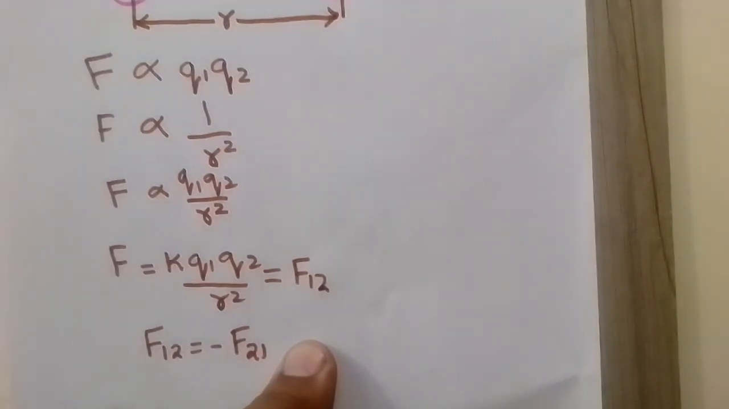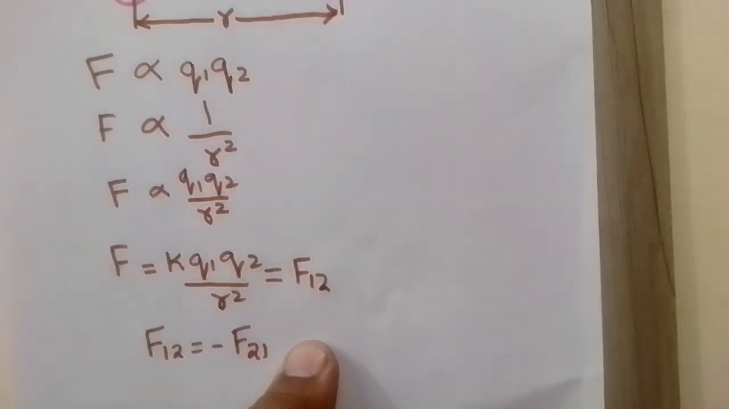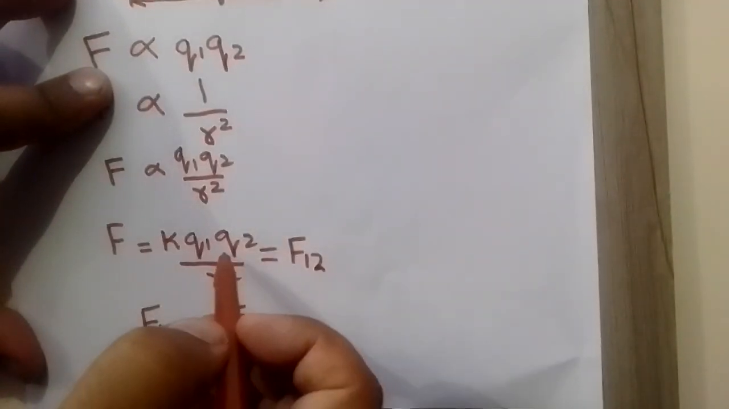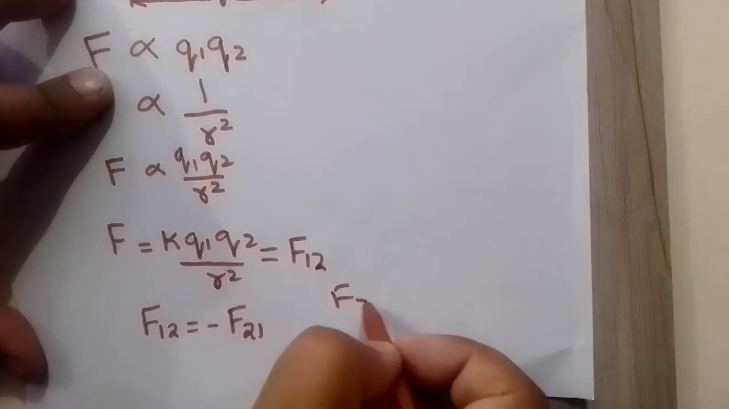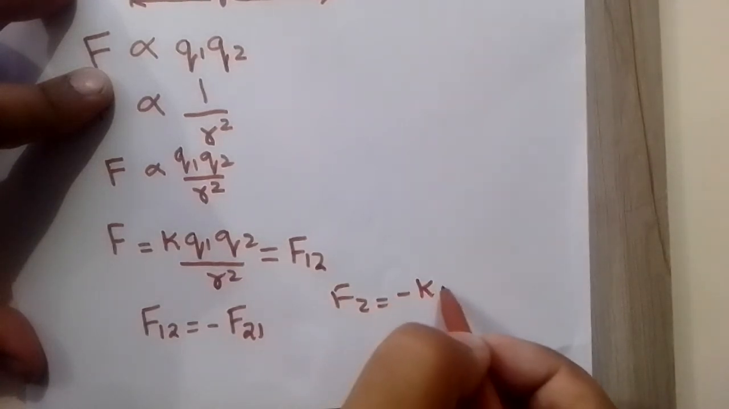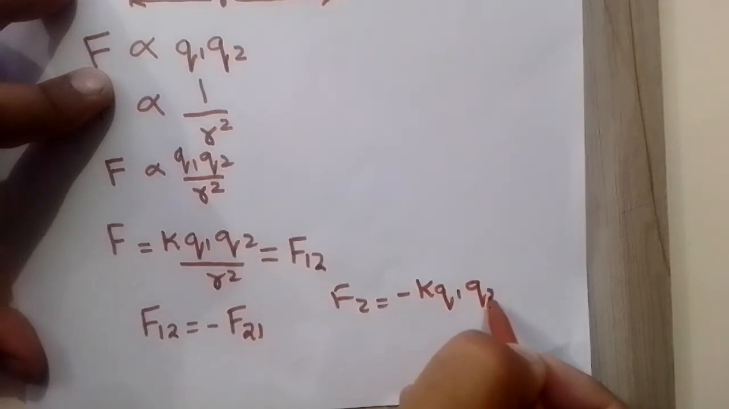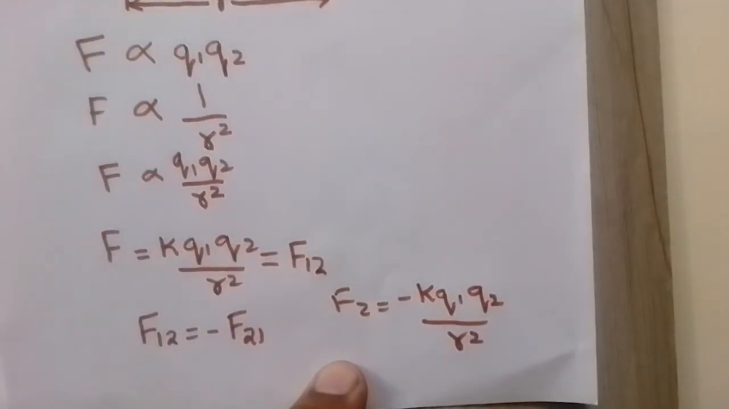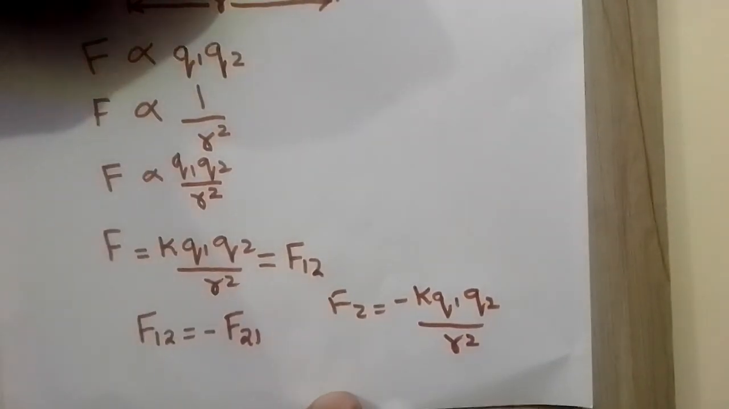This indicates that F12 and F21 are in the opposite direction. They have the same magnitude, but they are in the opposite direction, which is indicated by the minus sign. So if F12 is equal to K Q1 Q2 over R square, then F21 will be equal to minus K Q1 Q2 over R square, because F12 and F21 are in opposite directions.